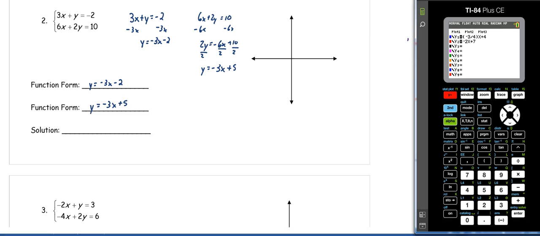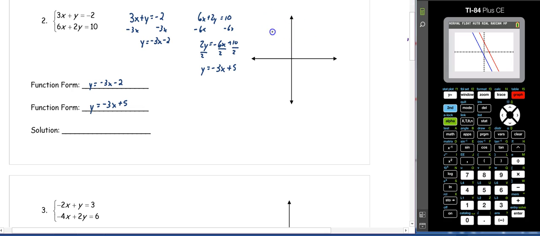In our calculator, we're going to hit y equals and enter our equations. We have negative 3x minus 2 and negative 3x plus 5. We're going to hit graph. Notice that our lines are parallel. In this case, all we have to do is draw our picture. Remember, when we have parallel lines, they're never going to intersect. So in this case, we would have no solution. Remember, this is one of our special cases.